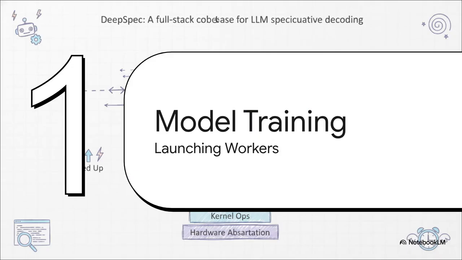Section 3. Model training. Launching the workers. This is where we actually train a draft model against those cached target outputs we just built.